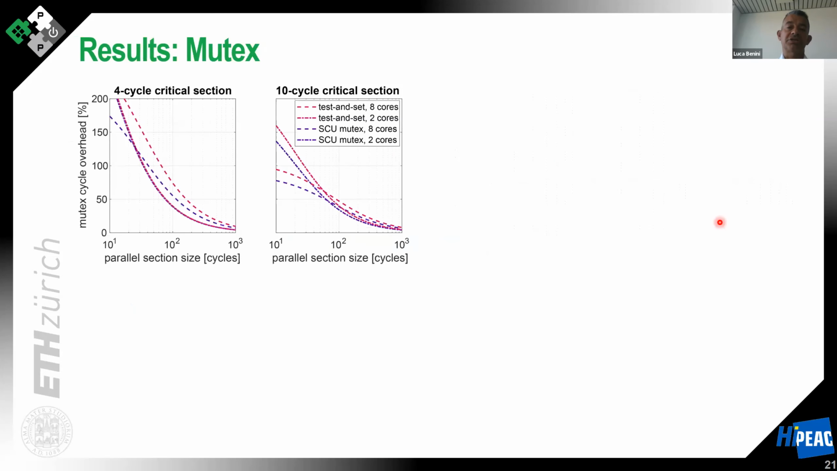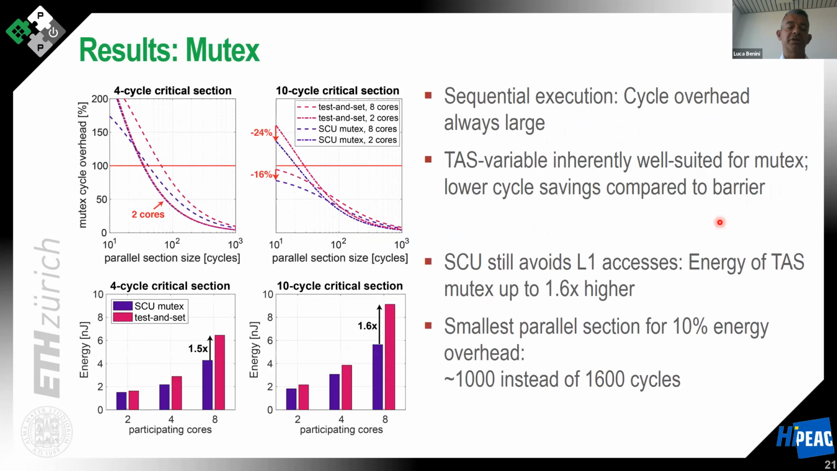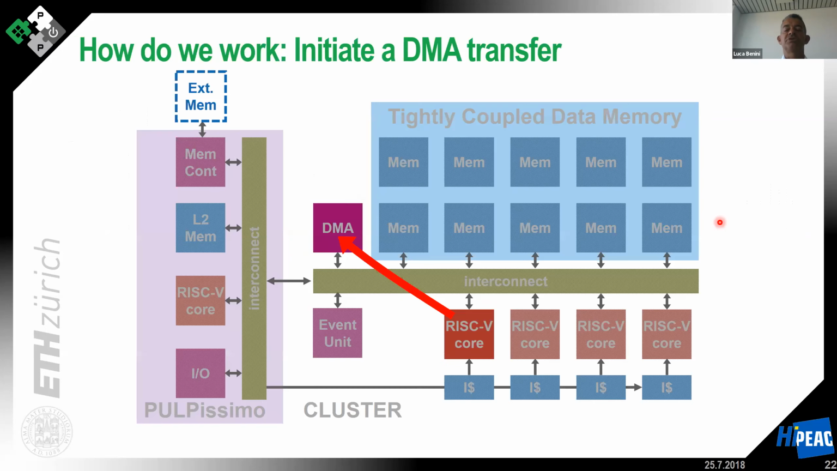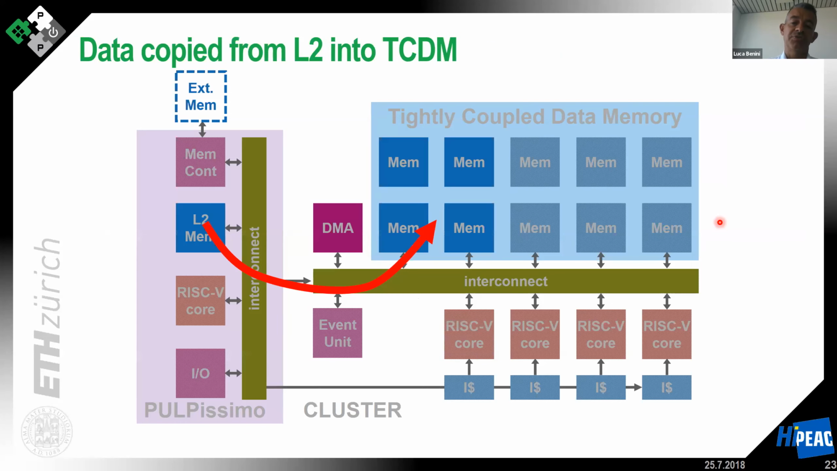So all the tricks that I explained here, I'm also showing critical sections, but let me skip these details. All that we have described here is actually allowing us to implement the parallel execution in an efficient way. The idea here is that one of the cores will manage the DMA transfers.